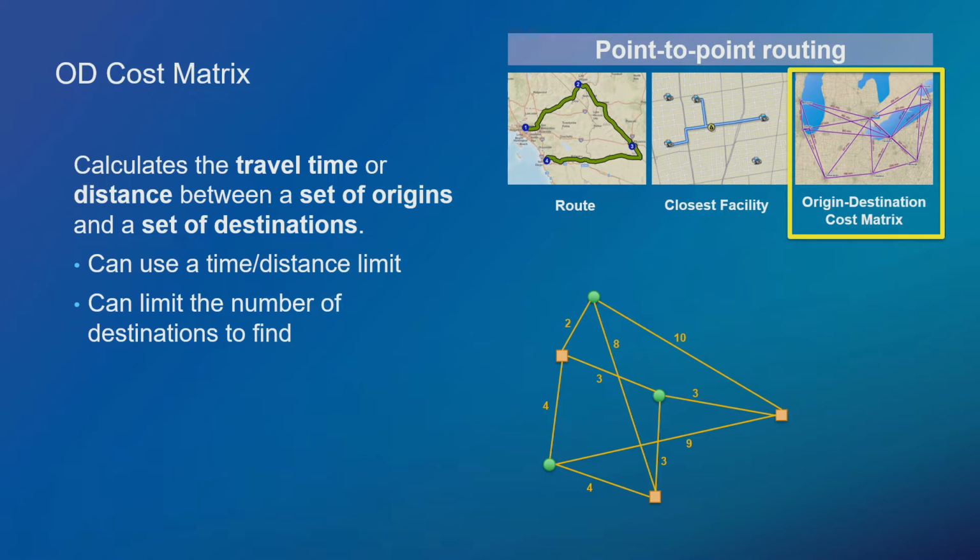So the OD cost matrix is used for calculating the travel time or distance between sets of origins and sets of destinations. And this tool has the ability to use a time or distance limit, which is important for large problems. And you can also limit the number of destinations you want to find. So instead of saying what's the travel time from every origin to every destination, you could just say what's the travel time from every origin to the closest 5 destinations, for example.